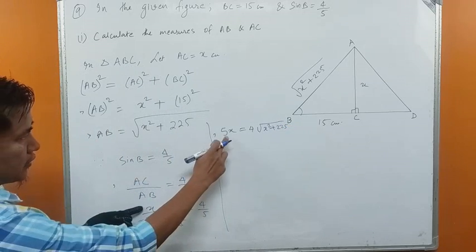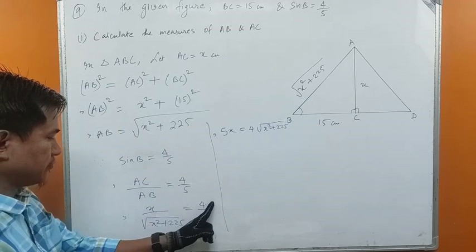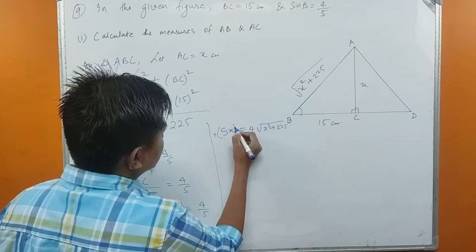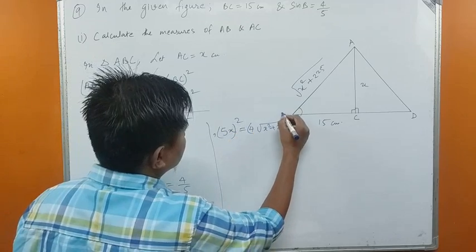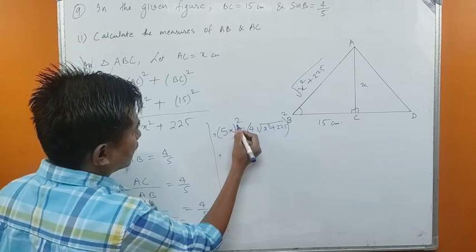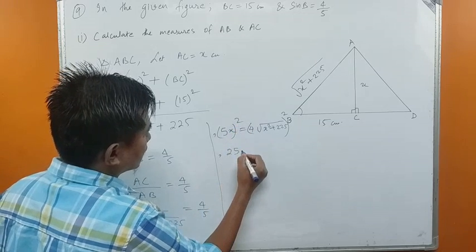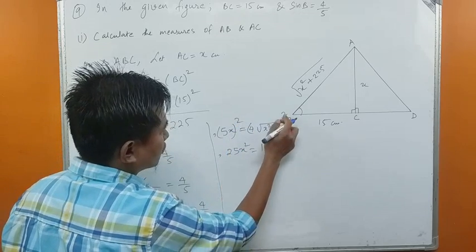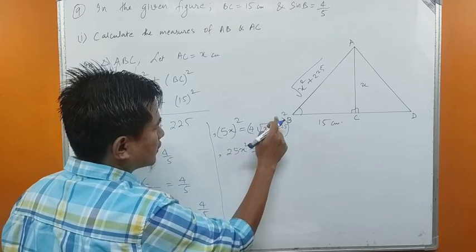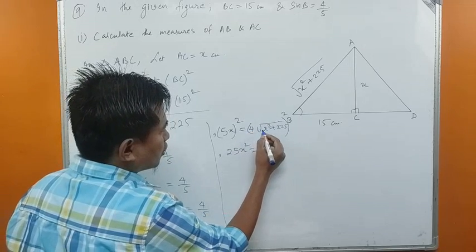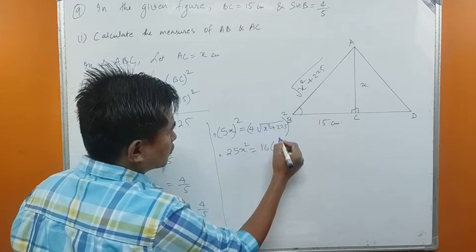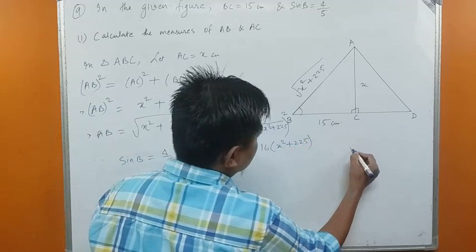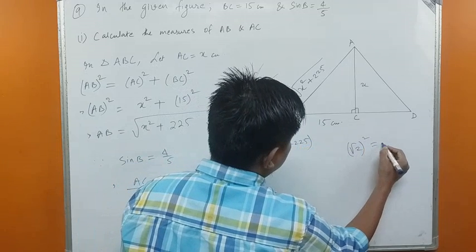5 into X is 5X, okay? So 4 into this is 4 into root under X square plus 25. Now, squaring both sides, we square both sides of this equation. Squaring both sides, we get 5 square is 25, X square is X square, equals 4 square is 16. This square is for both the numbers, okay? 4 squared is 16 into root under X square plus 25 whole square means X square plus 25, okay? Because we know root 2 squared equals 2.